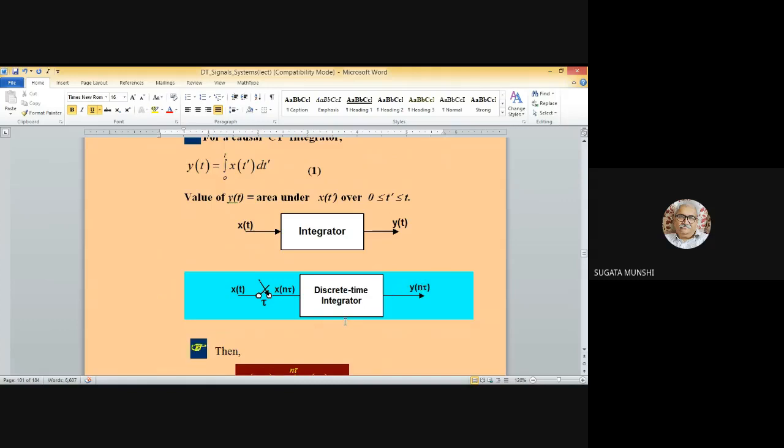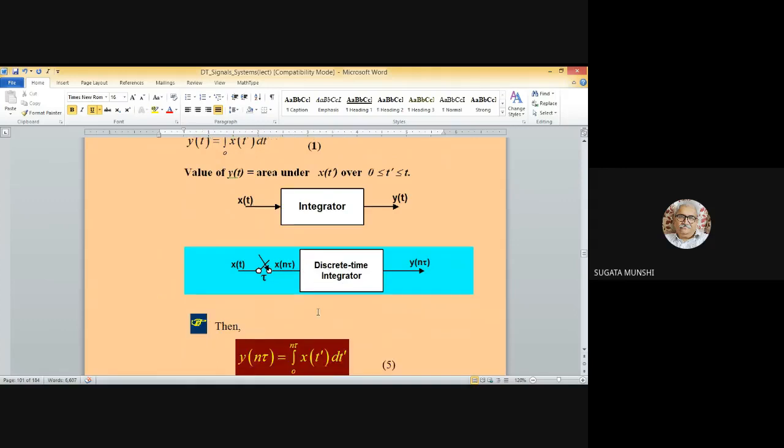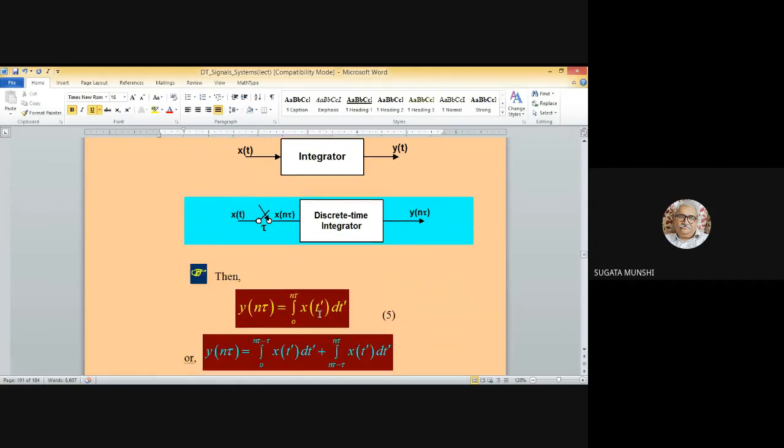What is the information available to the discrete time integrator? Only the current input sample and, if required, previous input samples and the knowledge of tau. So these are the only things that are available to the discrete time integrator. With these things, the area has to be determined. So y(n tau) will be the integral of x(t') dt', integrated over 0 to n tau.